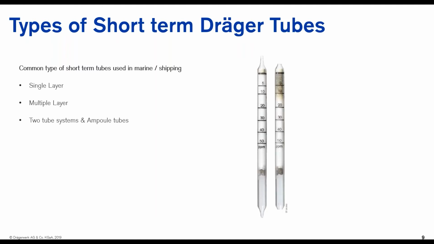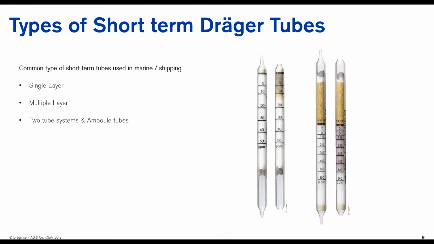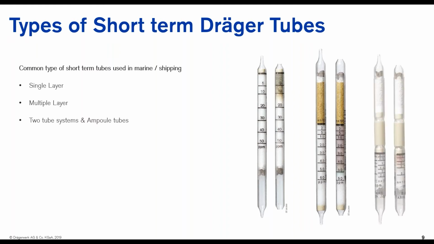First of all, we look into the single layer. What you see over here contains the indicative layer. Next, we look at the multiple layer. The multiple layer design has a pre-layer, and then the lower section is the indicative layer. Next, we have the two-tube systems and the ampoule tubes. A brief understanding of these types of tubes will help to understand the mechanism of how these tubes work. The short-term tubes are designed for spot measurement at a particular location over a relatively short period of time.